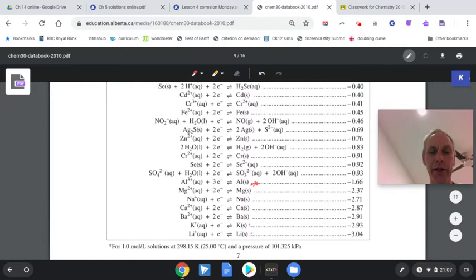1, 2, 3, 4, 5, 6, 7. So it will oxidize with almost anything, even just water without oxygen, it will corrode.